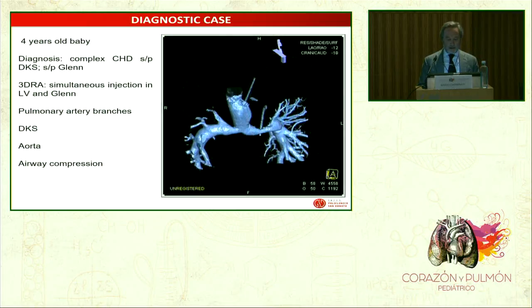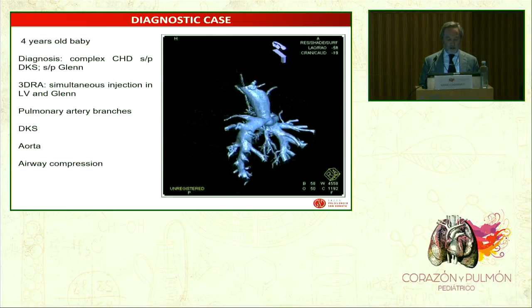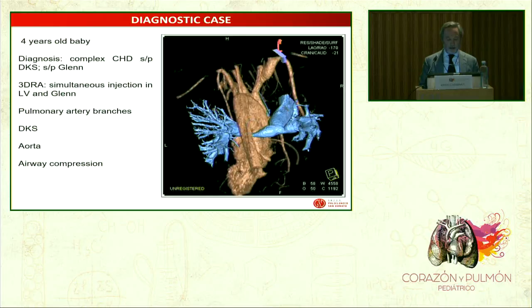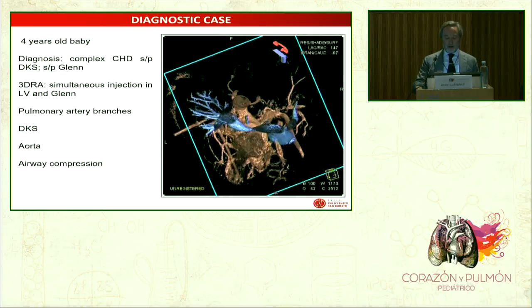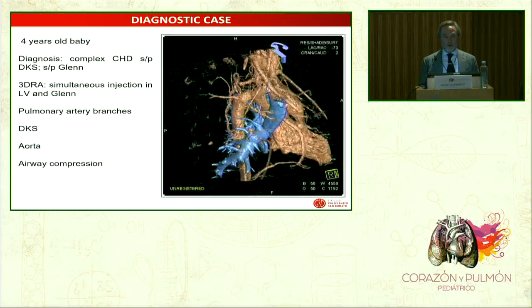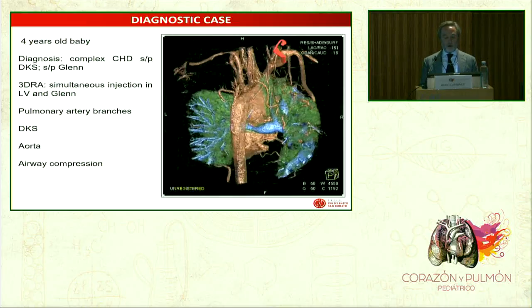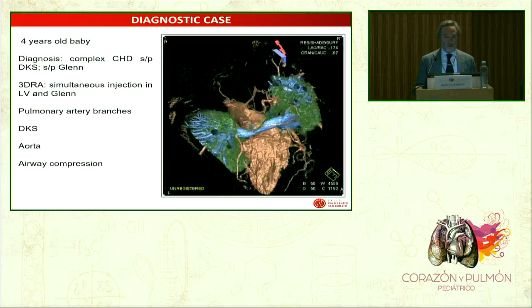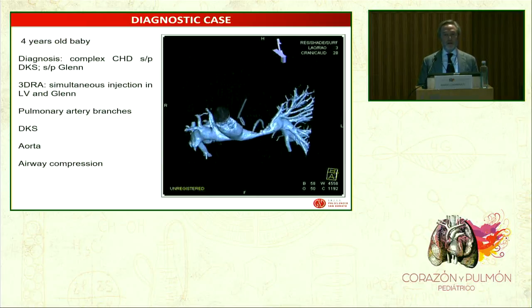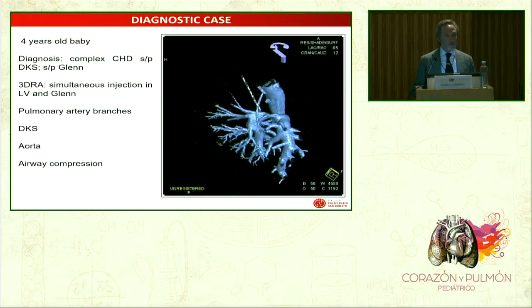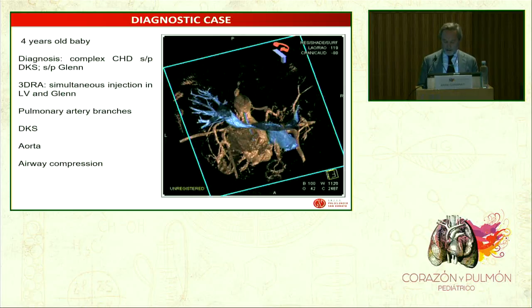And this is another example of a very complex 4-year-old baby with a complex defect with a Damus-Kaye-Stansel anastomosis and Glenn. You see the overlapping of the pulmonary artery and branches. You can navigate through the vessel lumen as well. You can fuse and overlay the pictures of the aorta. And in addition, this is a unique feature obtained only by 3D rotational angiography, you can also see the airway, which is sometimes important, for example, for potential compression of the bronchi by stenting.